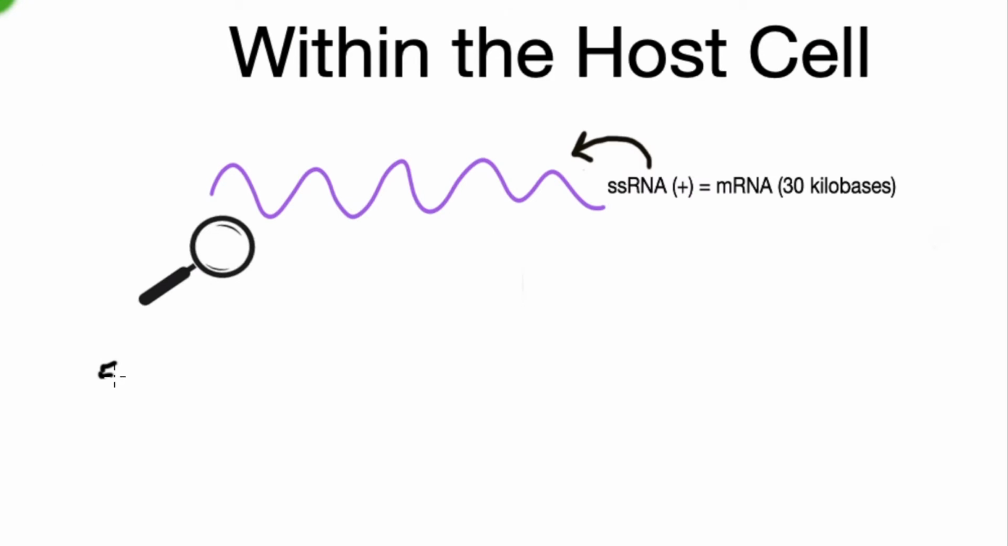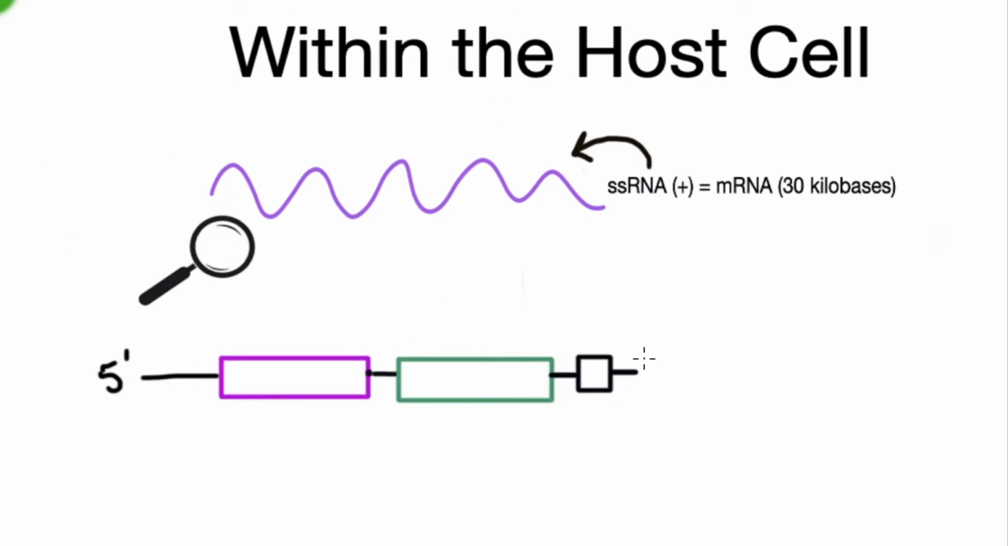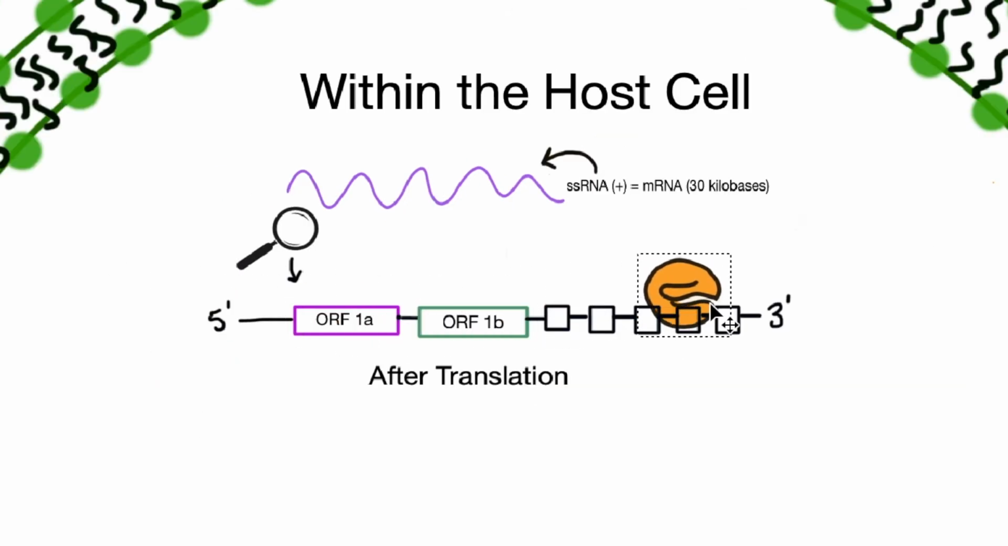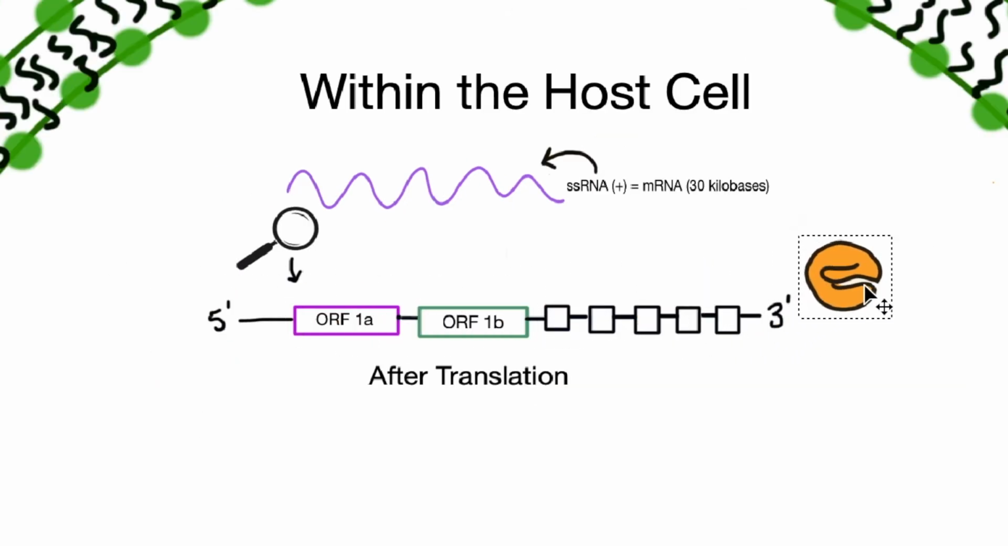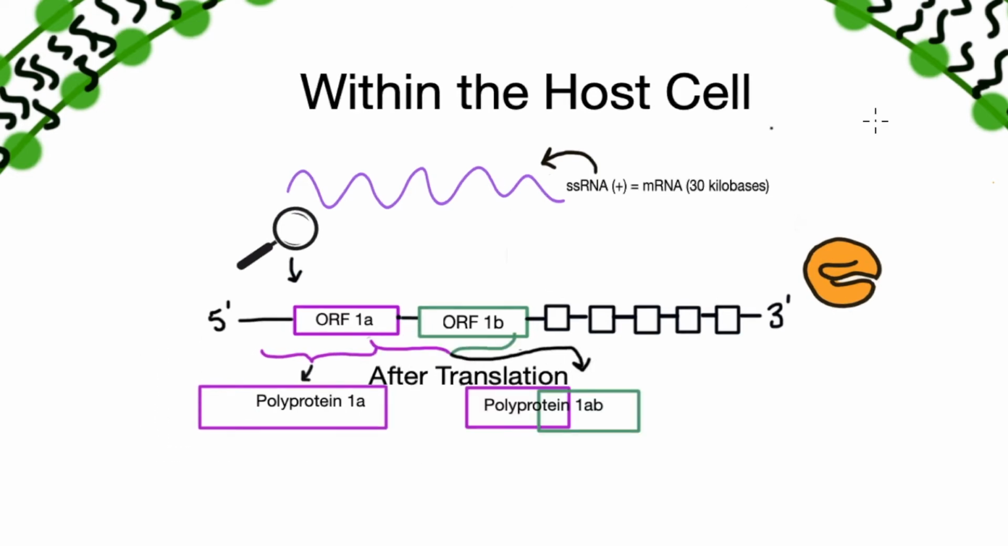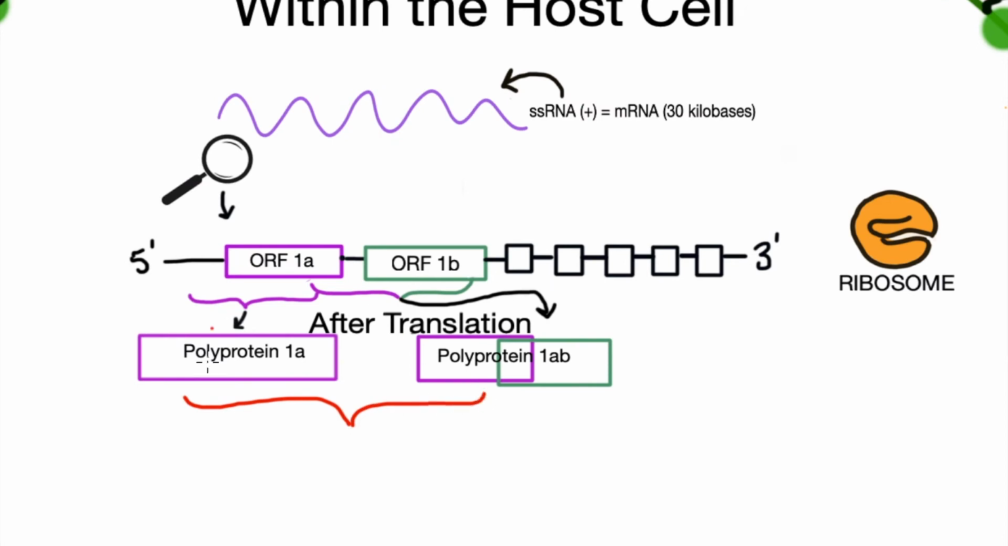Here is a closer look at the different sections of the messenger RNA before translation. Open reading frames in the mRNA will be translated by the host ribosome into large polyproteins, 1A or 1AB. Then, these polyproteins will be proteolyzed to produce up to 16 smaller non-structural proteins.